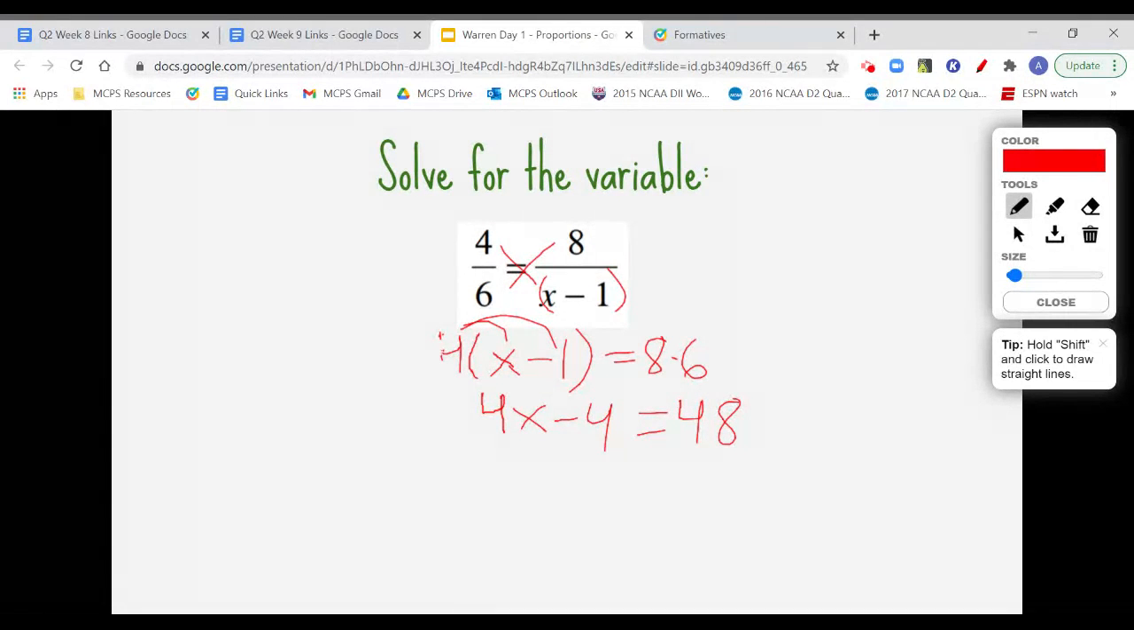Now I have a two-step equation left. 4x minus 4 equals 48. Now be careful. Remember, as you solve an equation, you're working in the reverse or inverse order of operations. So you always approach additions or subtractions first. So I'm going to go ahead and add 4 to both sides. That leaves me with 4x equals 52. And then once I've done that, all I have left is multiplication. So I will divide both sides by 4 in order to isolate x. And that leaves me with x equals 13.